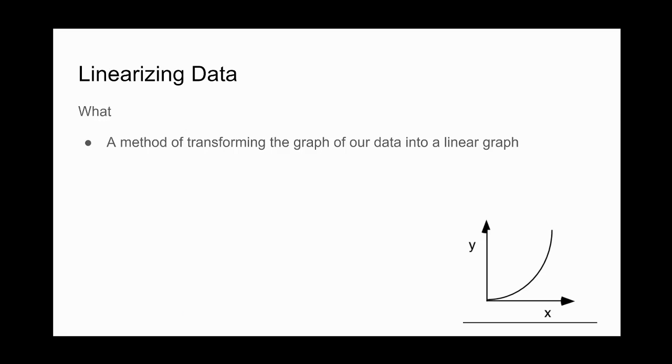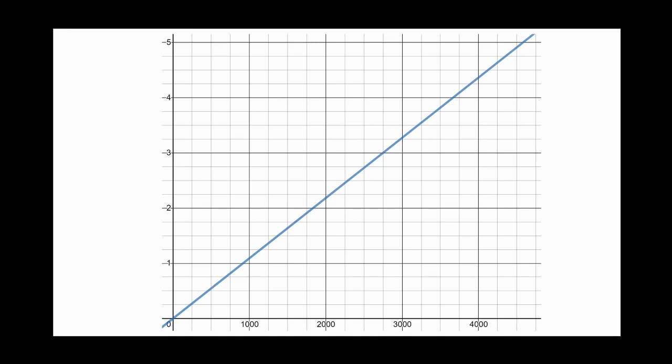So what we're going to look at first is this idea of linearizing data. So first off, what is linearizing data? Linearizing data is just a method of transforming the graph of our data into a linear graph. So we saw back here, we have a linear graph that we can look at, that we can use to help us think about data.